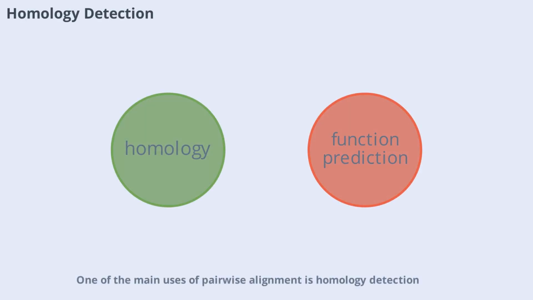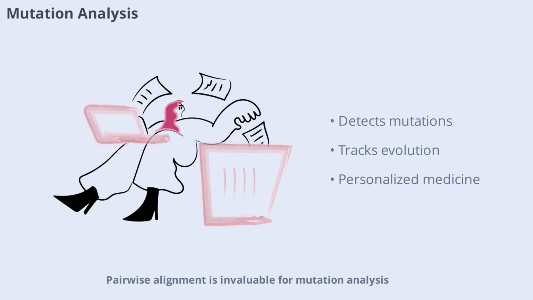One of the main uses of pairwise alignment is homology detection. By aligning sequences, researchers can determine whether two genes or proteins share a common ancestor. Homologous sequences often have similar functions, so detecting homology is key for predicting gene or protein function in newly sequenced organisms. Pairwise alignment is invaluable for mutation analysis.